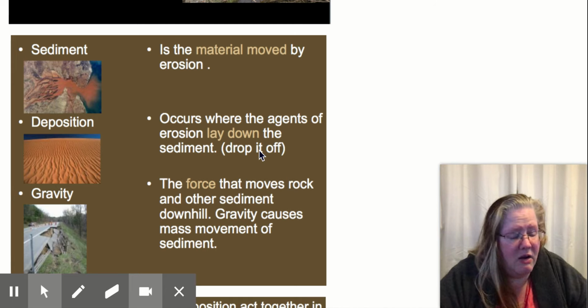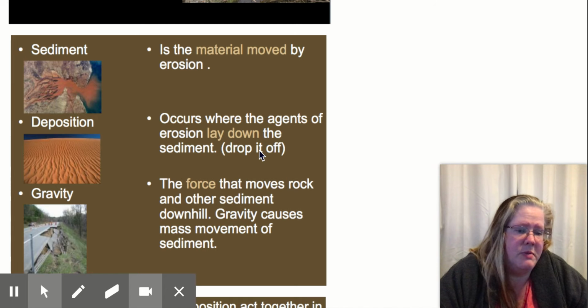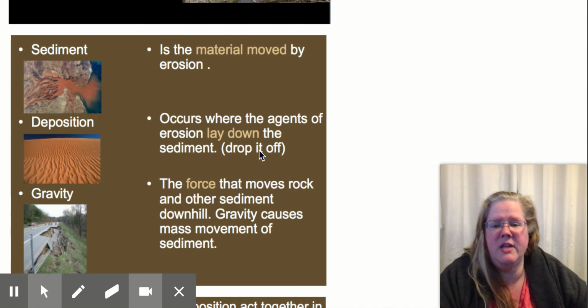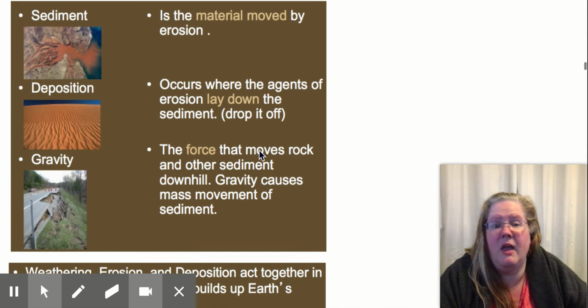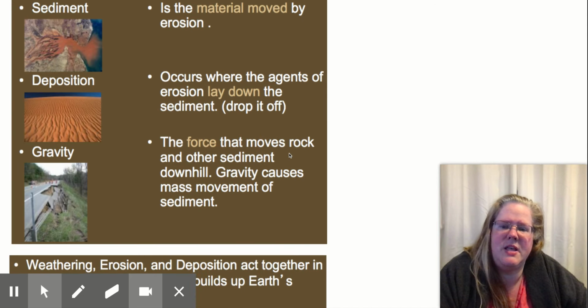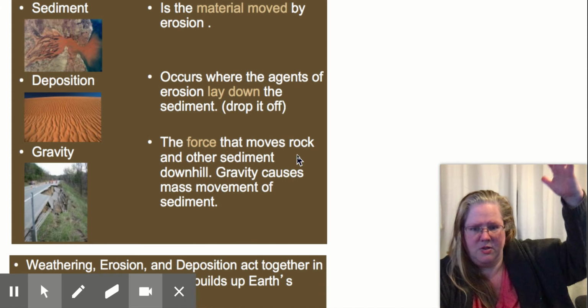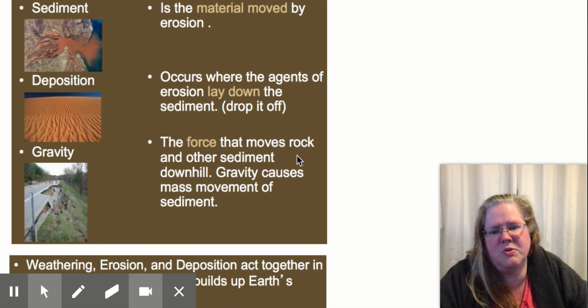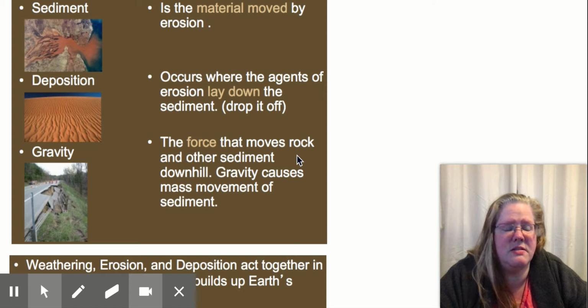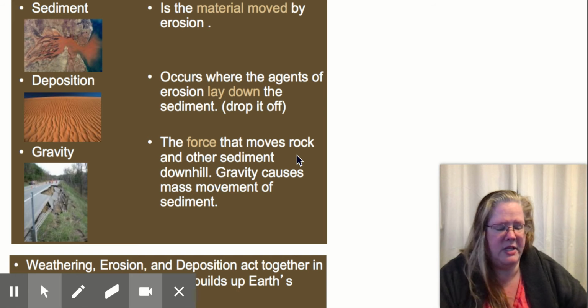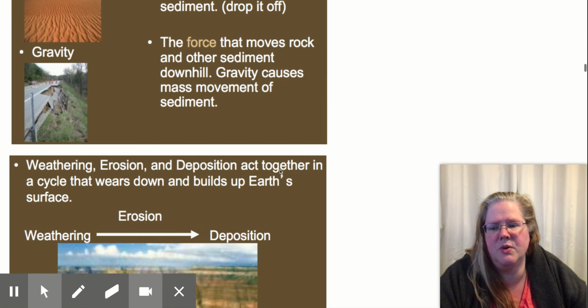If it's by air, that could be like a sandstorm. It could be deposited in many different locations. Sand dunes move, actually, with wind and gravity. And gravity, remember, is that force that moves rocks from high up and drops them down, because everything is attracted towards the center of the earth. So gravity causes a lot of mass movement of sediment. Everything wants to go downhill. It wants to get to the lowest point it can get to.